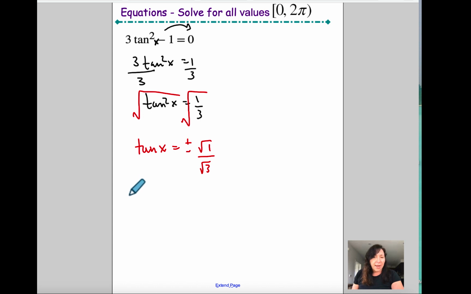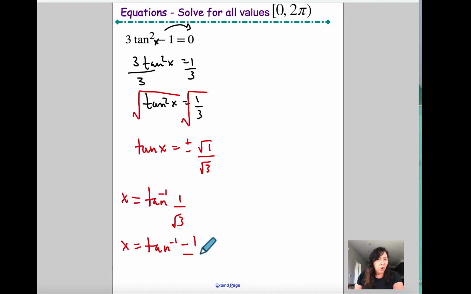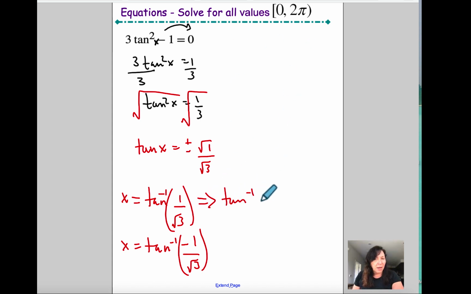So I get x is equal to arctangent. Remember, you got to solve for x. So arctangent of positive 1 over root 3, and x equals arctangent of negative 1 over root 3. And don't forget, that root 3 on the denominator, we don't like that. We want to change that to arctangent of root 3 over 3, and this one is going to become arctangent of negative root 3 over 3.